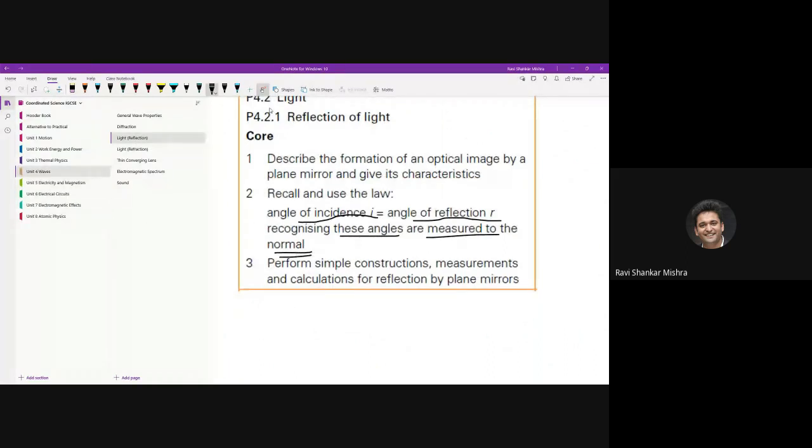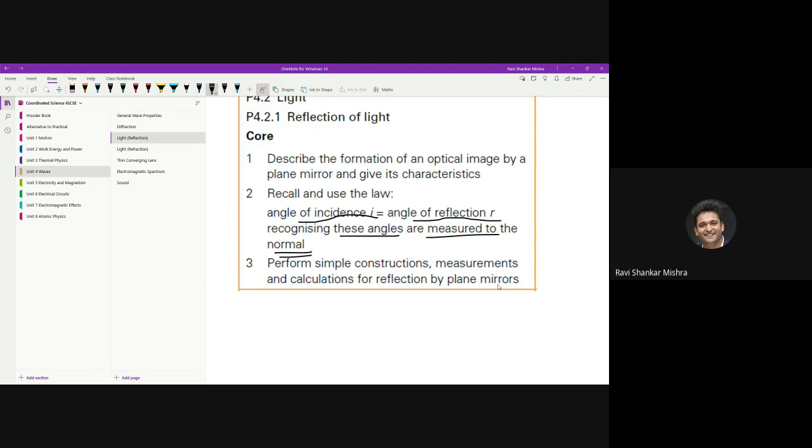Recall the law: angle of incidence is equal to angle of reflection, done, right? Recognize that these angles are measured to the normal. Always remember, angle of incidence and angle of reflection are always measured from the normal, not from the mirror or the surface. Whatever angle is measured from the surface is called the glancing angle.